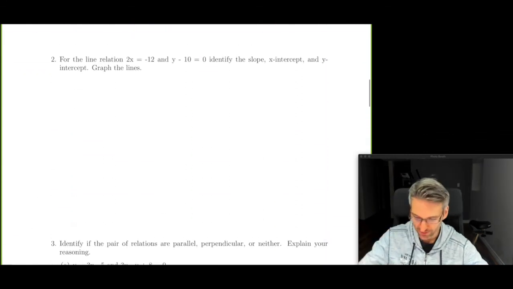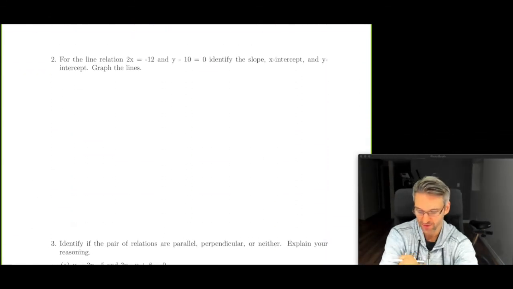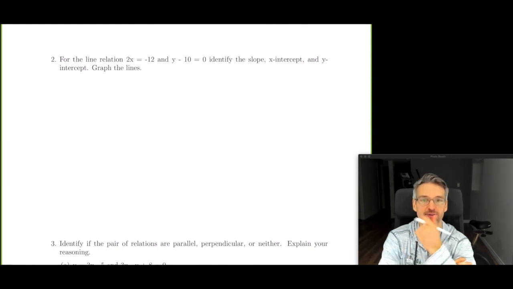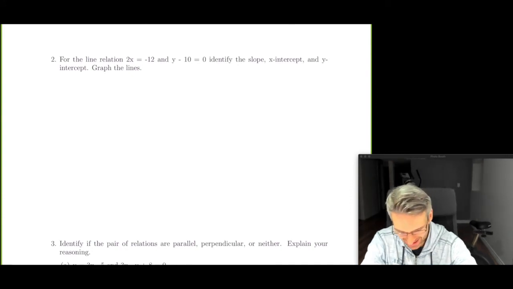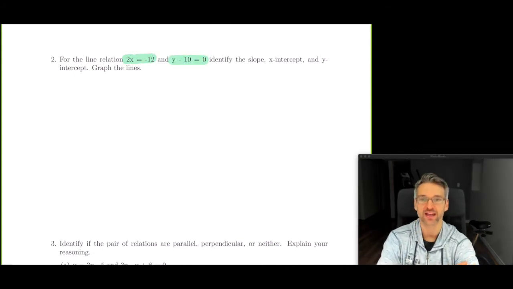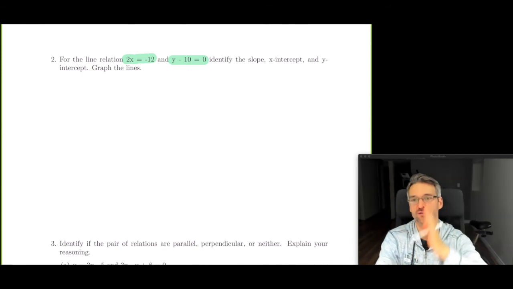Okay, so question number 2, let's see what they ask us here. So for the line relation, we have 2x is equal to -12 and y minus 10 is equal to 0. Identify the slope, x-intercept, and y-intercepts, and graph the lines. All right, so these actually are 2 special lines. And this is really just testing your understanding of both horizontal and vertical lines.